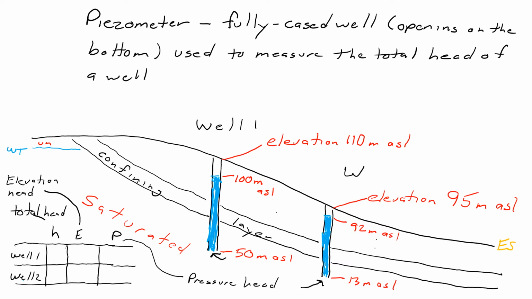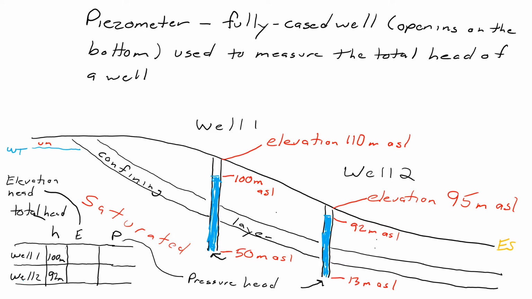All right. Oh, this is well 1. And this is well 2. Okay, let's start with well 1. What's the total head? 100 meters. What is the total head for well 2? 92 meters.